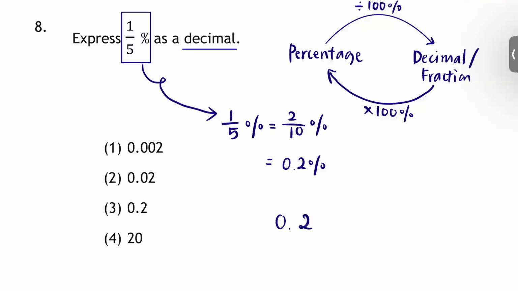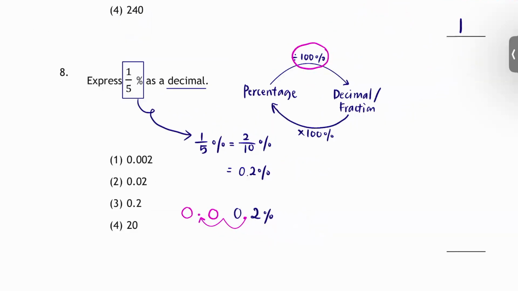So how do I convert 0.2 into a decimal? Remember, divide it by 100. How do we divide a decimal by 100? I will move the decimal point to the left twice. So I'll move it once, and then I'll move it another time. Okay, so this means that my decimal point is here, and I have a 0 over here. So it's actually 0.002. And this is the answer, option 1.